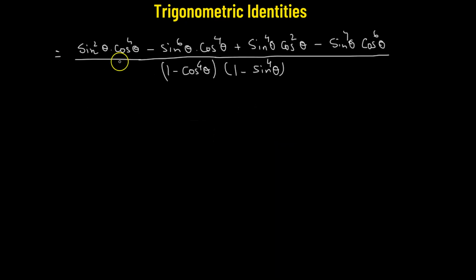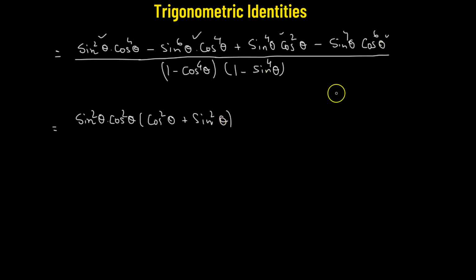Fine. So we're going to combine the first term and the third term of the numerator. For that we are going to consider sine squared theta times cosine squared theta as the common factor. So here we'll have cosine squared theta plus sine squared theta. Then we're going to combine the second and the fourth term by taking negative sine theta raised to the power of 4 multiplied to cosine theta raised to the power of 4 as the common factor.